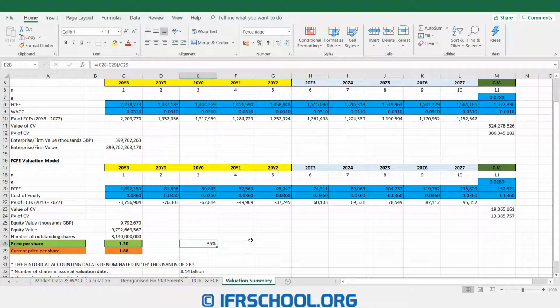Finally, we've used a simple growth perpetuity to calculate the continuing value for the company. There are more appropriate perpetuity formula available. We will discuss these in more detail at a later stage.